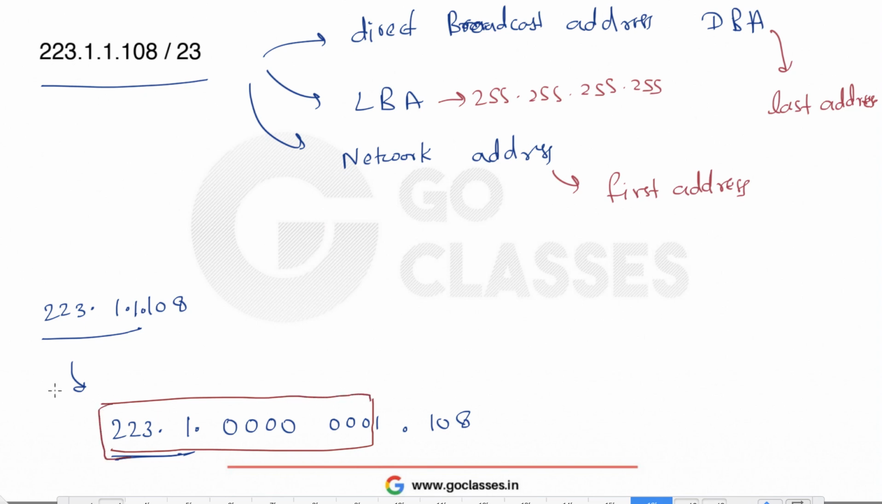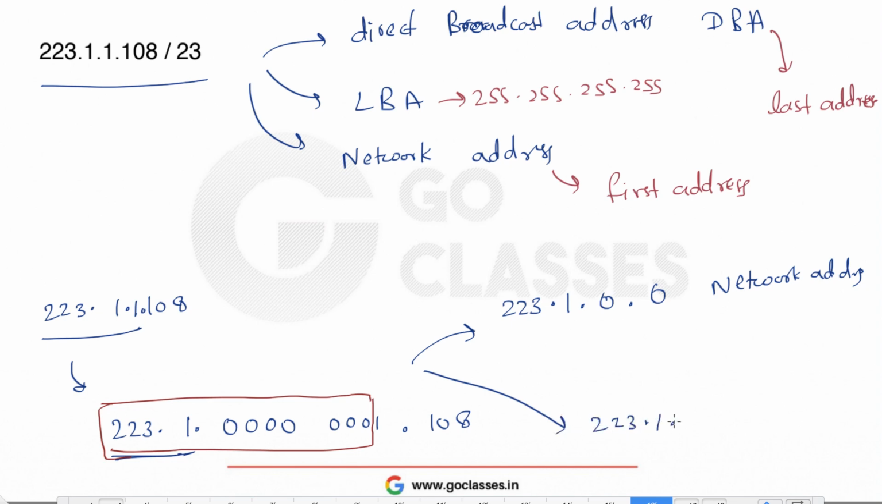Now try to find out the first address, which means you need to take everything else as 0. If you put this 0, then it will be 0.0, right? This is the first address, which is the network address. What will the last address be? You need to take everything else as 1. If you take everything else as 1, it will be just 1 only. If you take 1 everywhere here, it will be 255. So this is the last address, or DBA. And this is the first address, or network address, right?